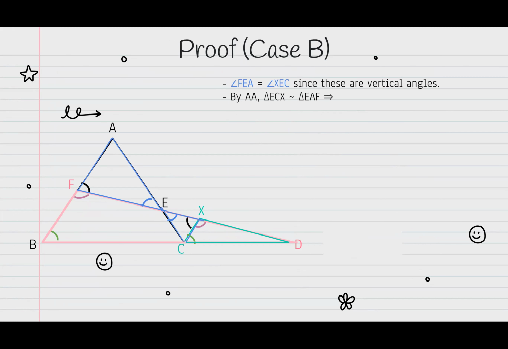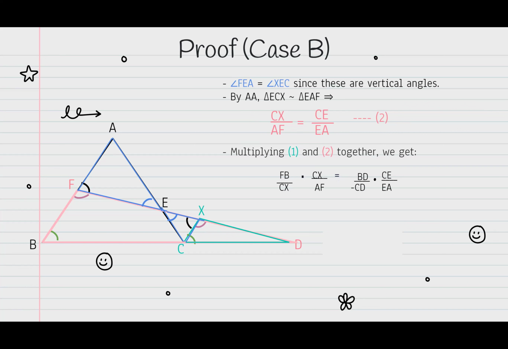By that angle and a previous angle, we can know that similar triangles are formed by triangle ECX being similar to triangle EAF by angle criteria, which then leaves us with the proportion of CX over AF being proportional to CE over EA, and we will use this as equation 2. So when we multiply equation 1 by equation 2, we get FB over CX times CX over AF equaling BD over negative CD times CE over EA.